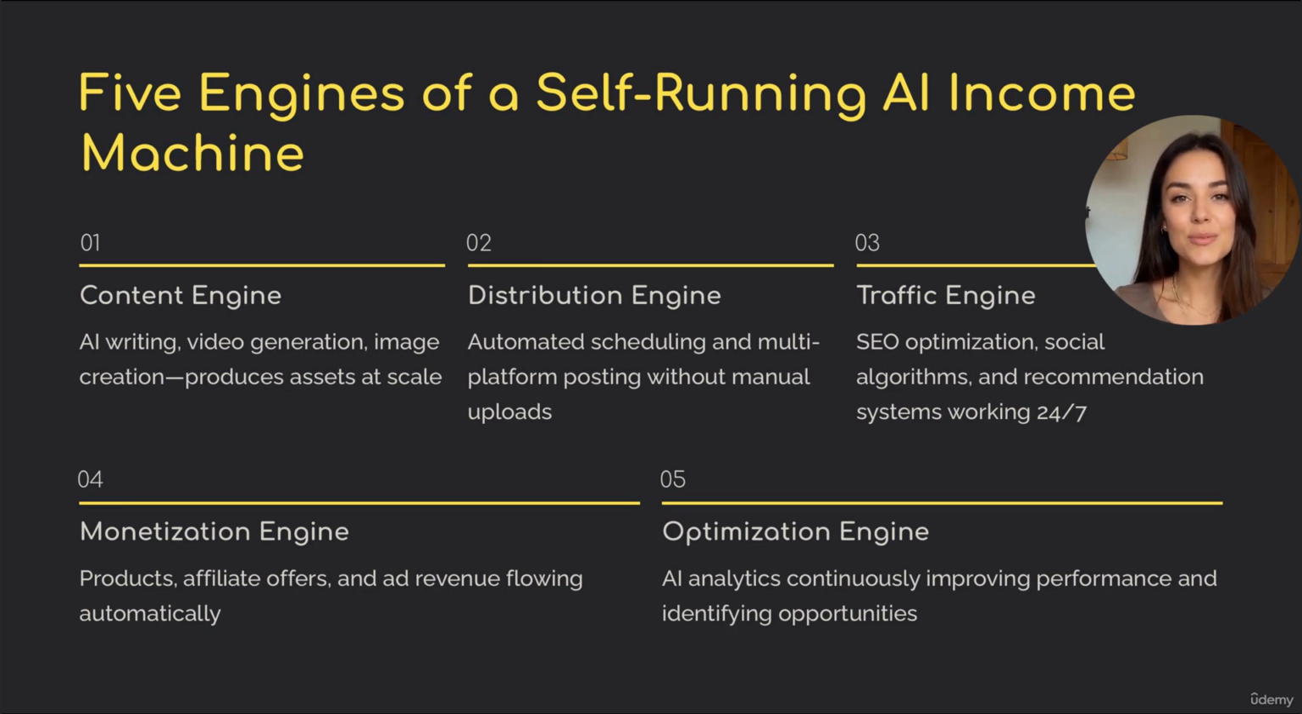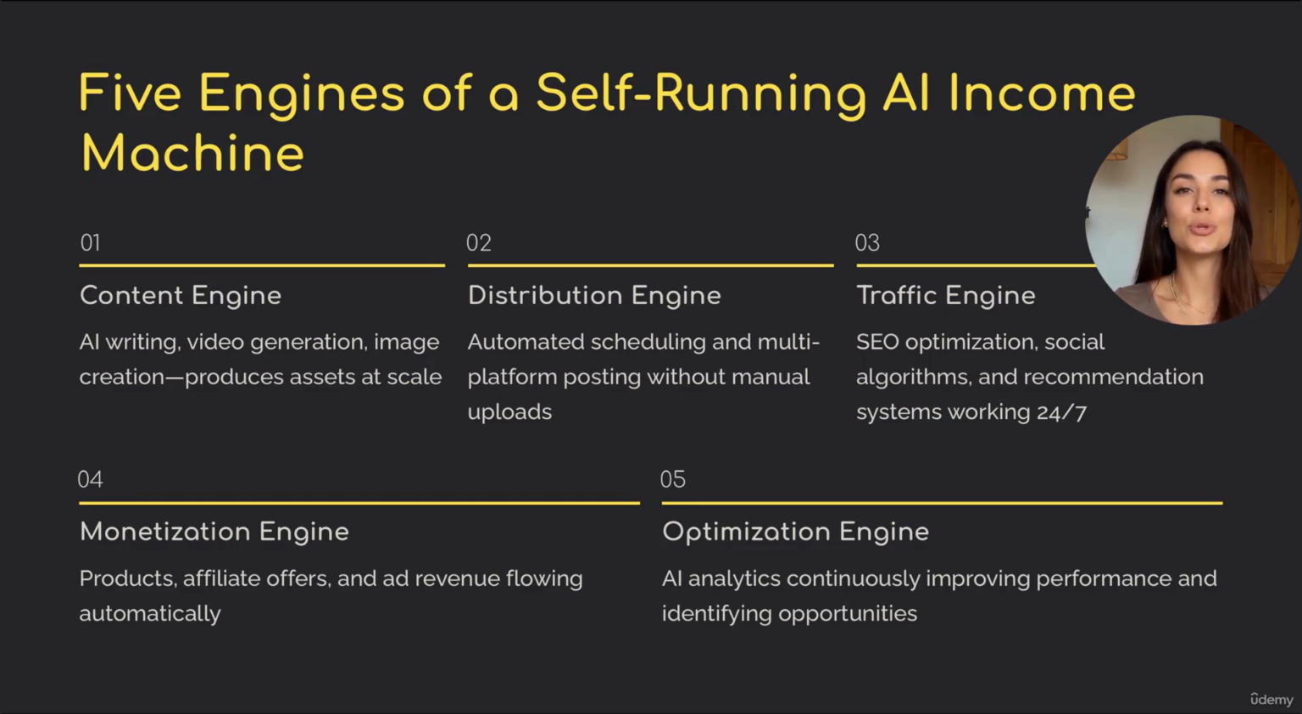The content engine produces ongoing digital assets, blogs, videos, graphics, newsletters using AI. The distribution engine posts, schedules, and republishes that content automatically across platforms. The traffic engine uses SEO and social algorithms to bring visitors into your ecosystem every day. The monetization engine converts that traffic into revenue through digital products, affiliate offers, or ad monetization. And finally, the optimization engine, powered by analytics and AI insights, monitors your performance and recommends adjustments.